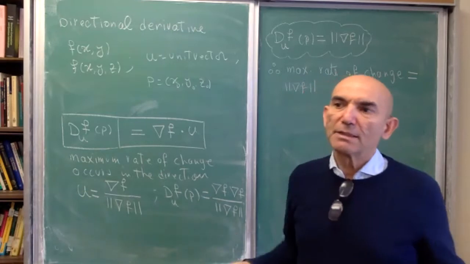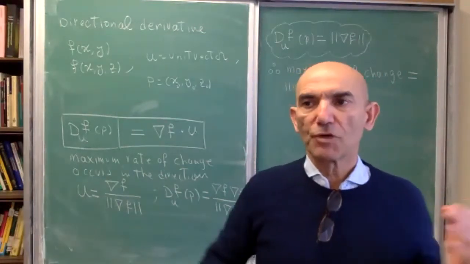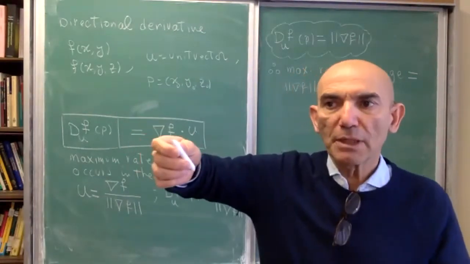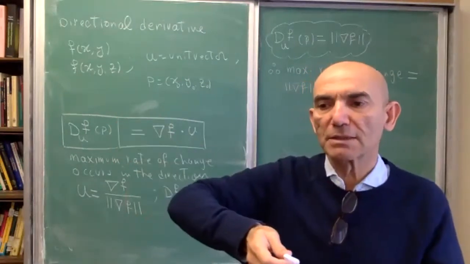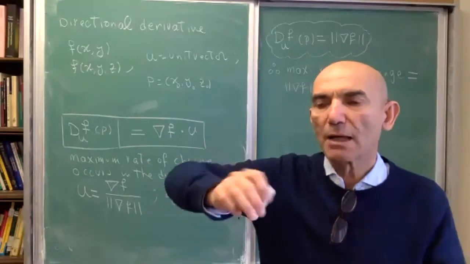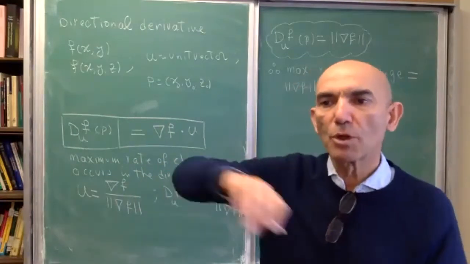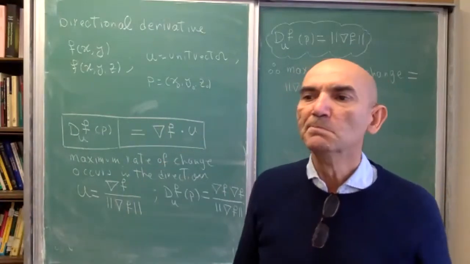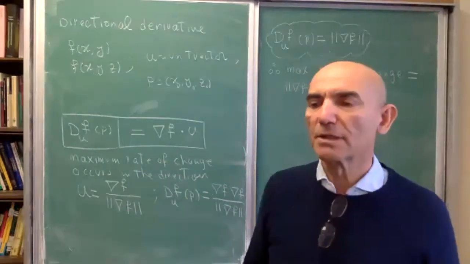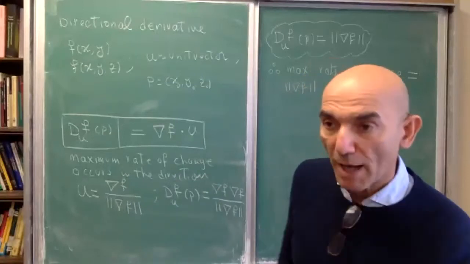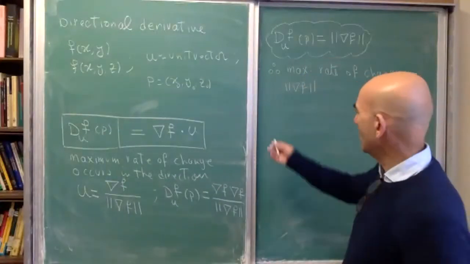So this gradient now has an interpretation. We know its direction has a meaning. It has two meanings, actually. It's a direction that gives us the maximum rate of change, and also it's a direction that's normal to the tangent surface, to the level curve, and its magnitude is exactly the maximum rate of change. So let me give you an example.